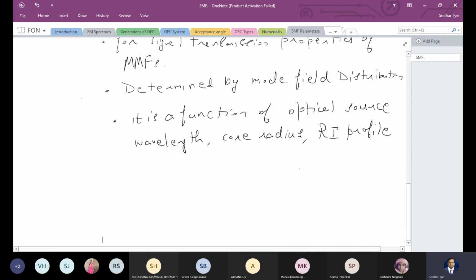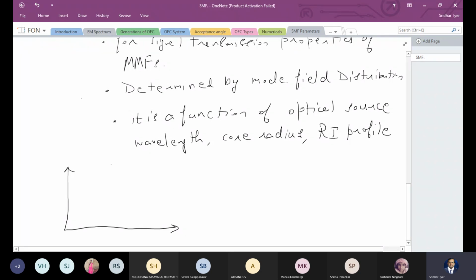Since the mode field diameter is related more to the multimode fiber, we don't look into much detail of it, because we are not looking really into multimode fibers, as they are used only for shorter distances. However, we can still know a little bit more about this mode field diameter. Of course, there are not going to be any numericals based on this.